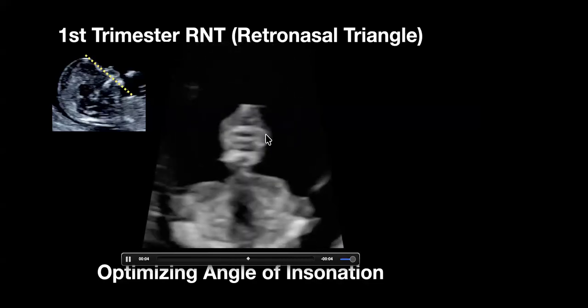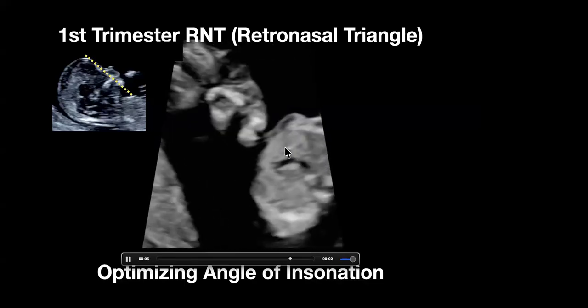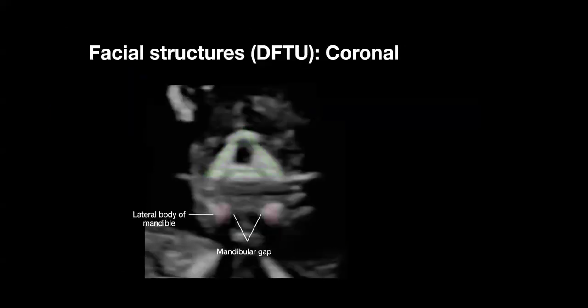Here you can see that contiguous line there, which that's showing that's intact. And here again, it's just showing a normal structure. Oops, went a little bit too fast, but this consists of your retronasal triangle. There's the primary palate, maxilla that you could see here, the two nasal bones, the lateral body of the mandible, as well as the mandibular gap.